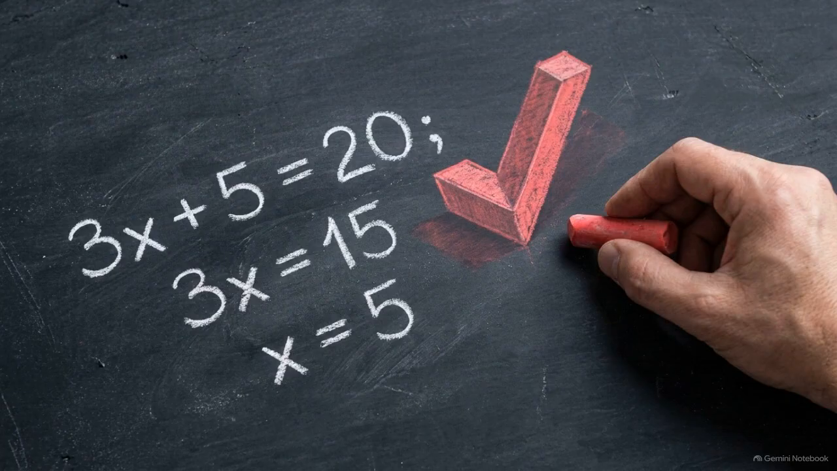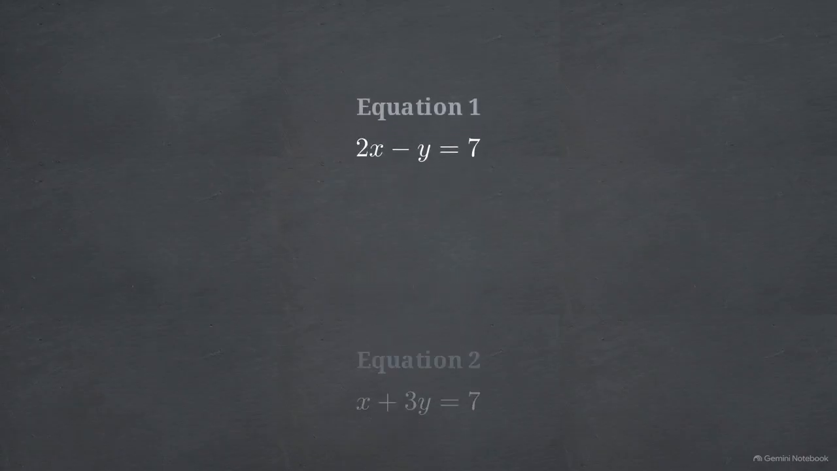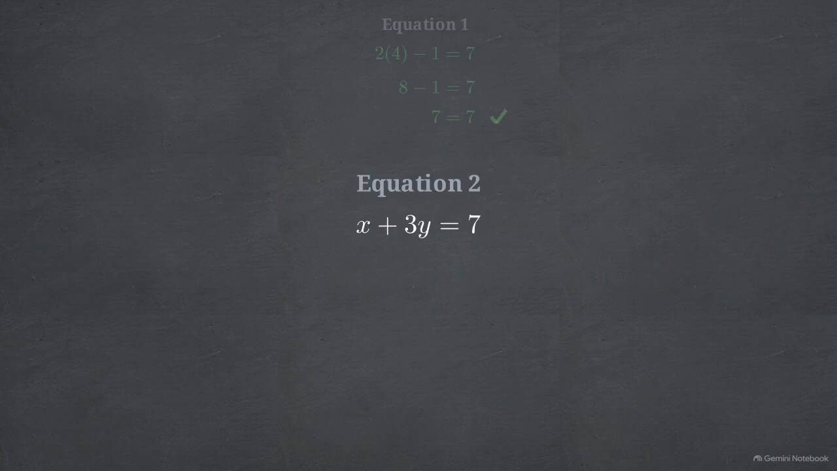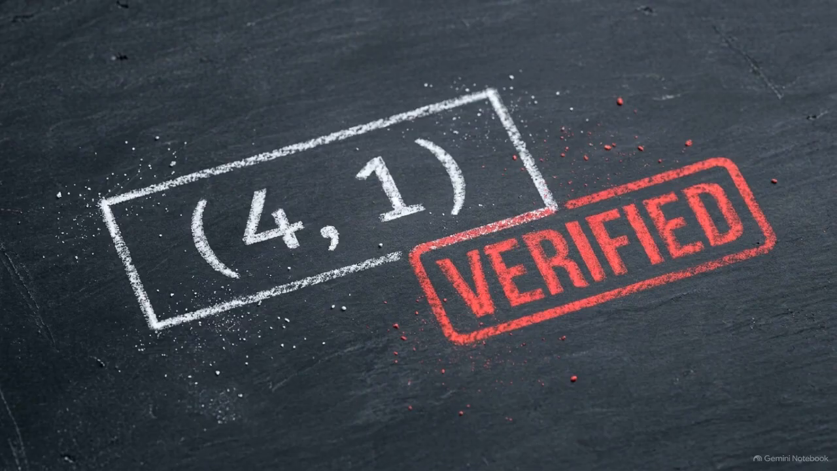You can always verify your own work in algebra. A solution is only correct if it satisfies both original equations. Let's test equation 1. 2x minus y equals 7. Substituting our values, 2 times 4 minus 1 equals 7. The first equation balances. Now test equation 2. X plus 3y equals 7. 4 plus 3 times 1 also equals 7. Because these values work in both original equations, we have proven the solution is correct.